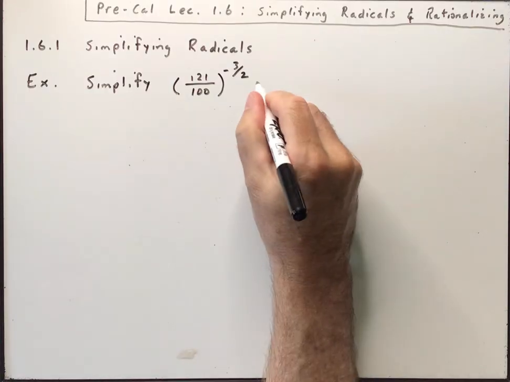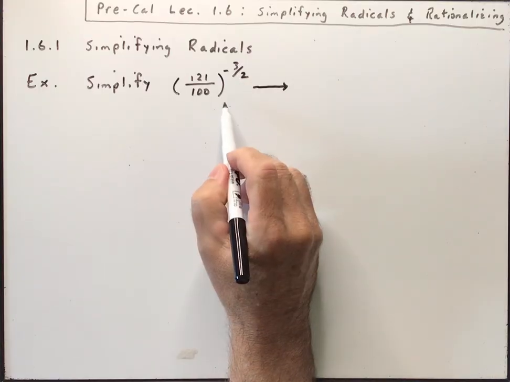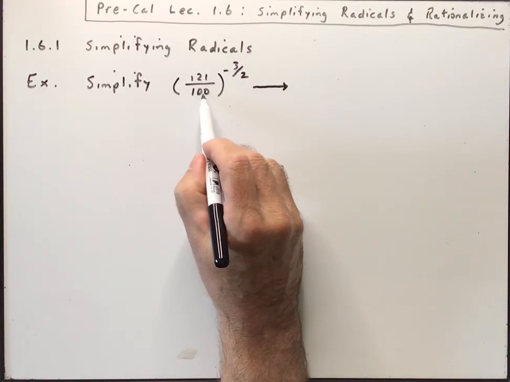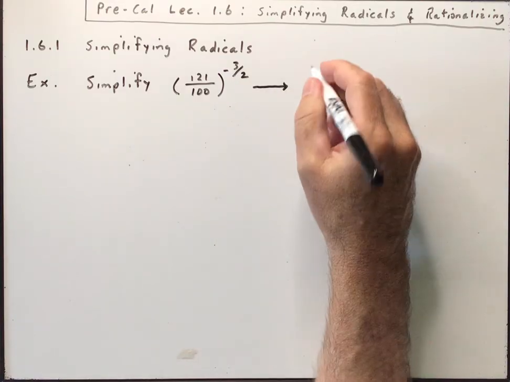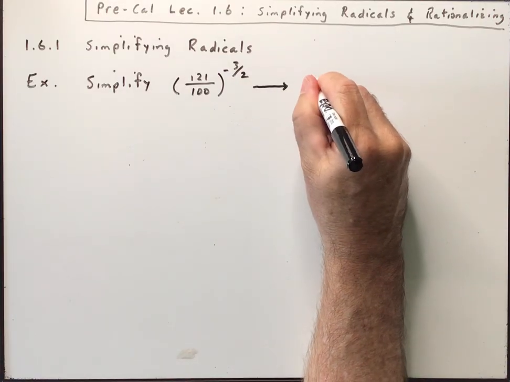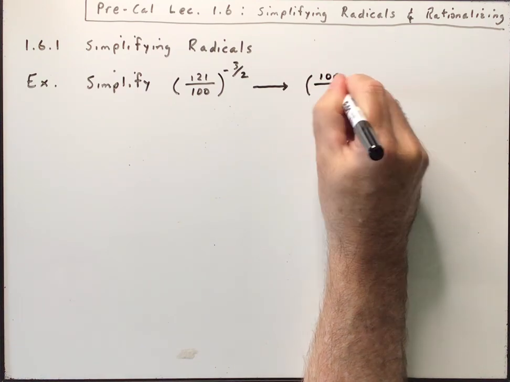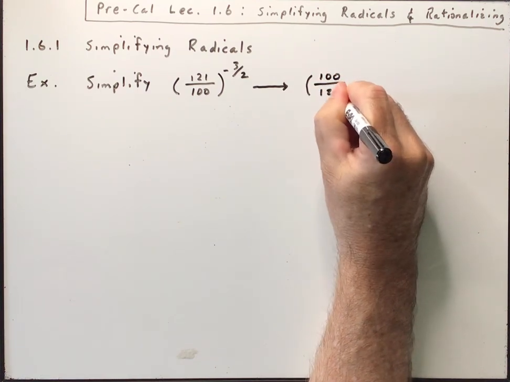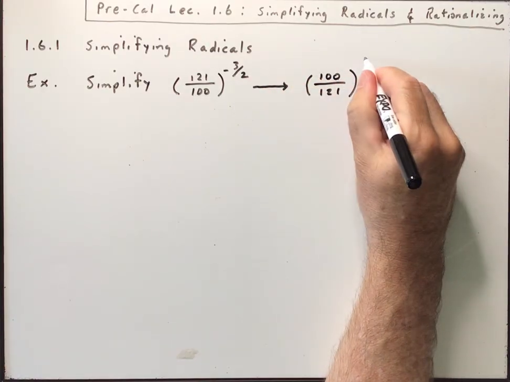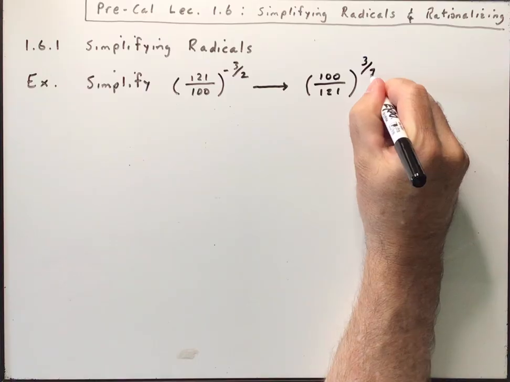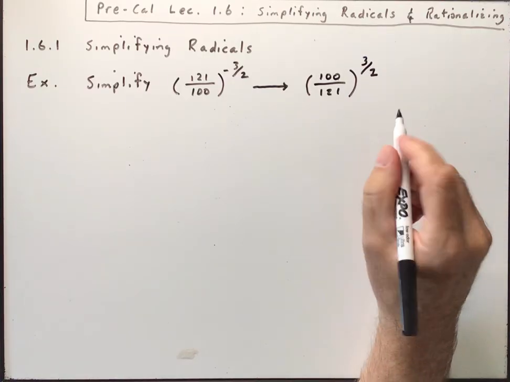So I'll show you a little trick here. If you have something raised to a negative power, you can flip the fraction inside and make the exponent positive, and it's the exact equivalent value. So we can flip the inside, put it as 100 over 121, and raise that. Now you don't flip the exponent fraction, you just change the sign. So that's to the 3/2 power.